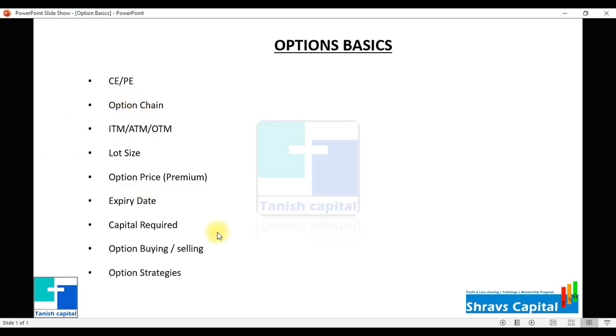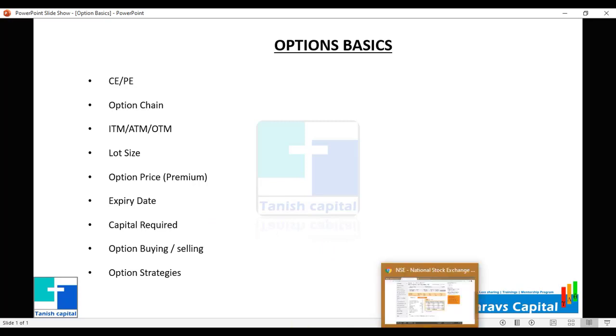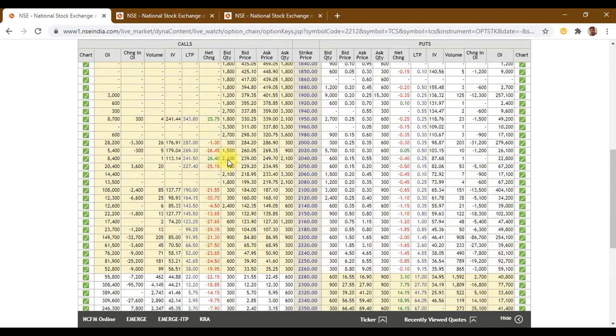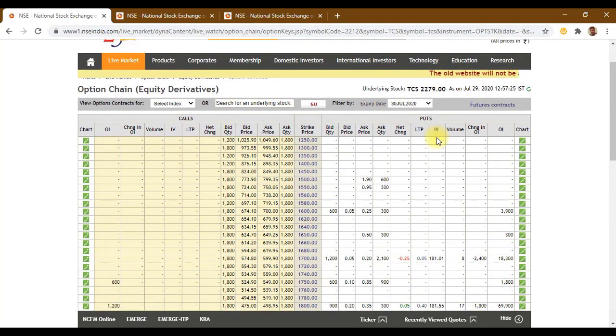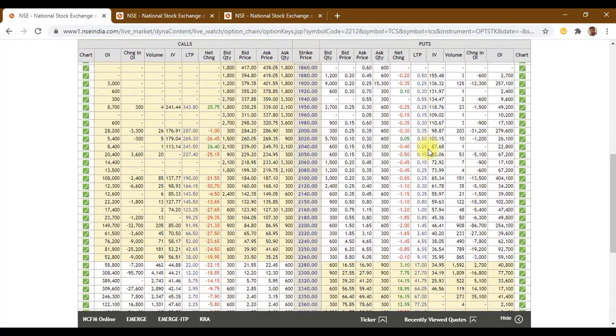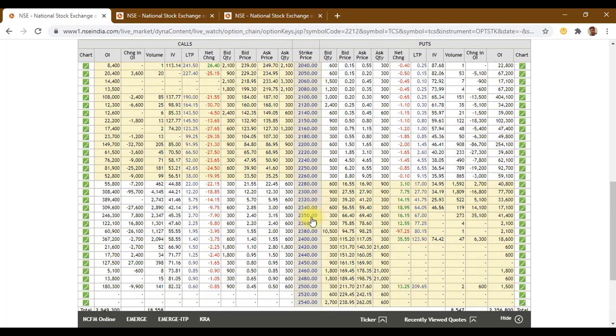So as I said, now TCS is trading around, I will show you. Yeah, now TCS is trading around 2,279 rupees, and you are thinking TCS will reach 2,400 rupees in another 2 days, or maybe tomorrow. So you are planning to buy this 2,400 strike. So how much money do you require to buy this particular strike? To calculate that, you need to multiply the lot size into the option's strike premium value.